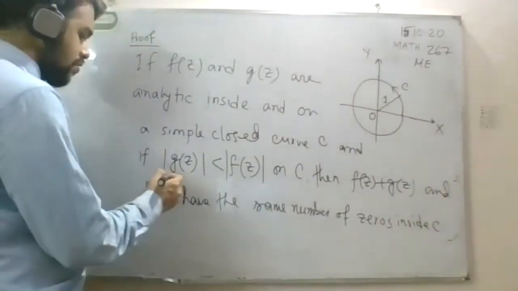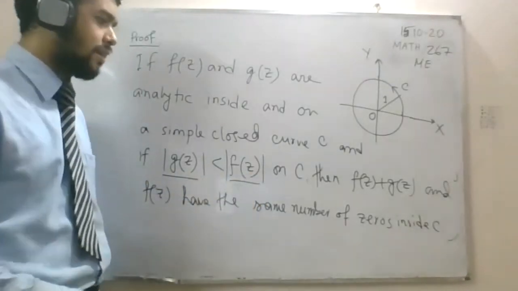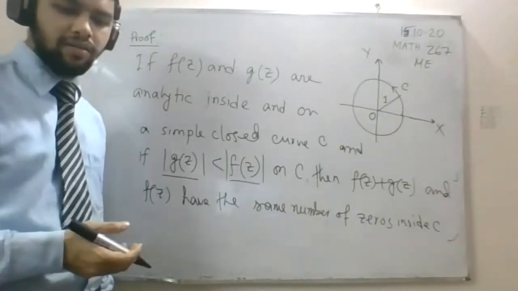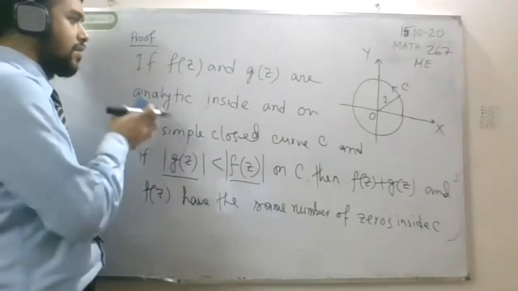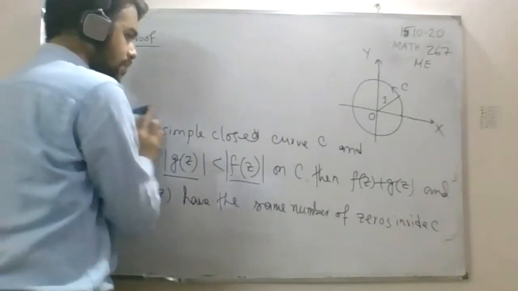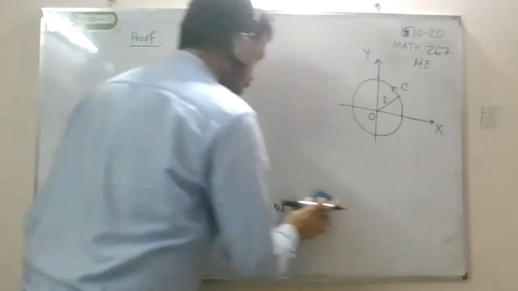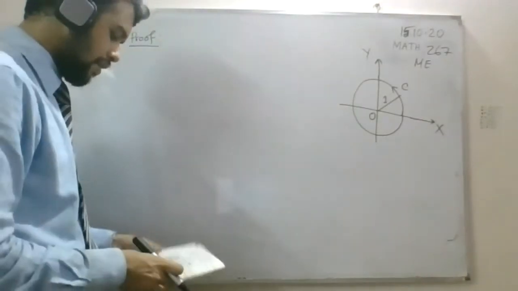We have to declare two functions, g of z and f of z, and you can see that f of z plus g of z and also f of z will have the same number of zeros. Okay. Now, at first, in the given problem, you have to let two functions f of z and also g of z. Okay.